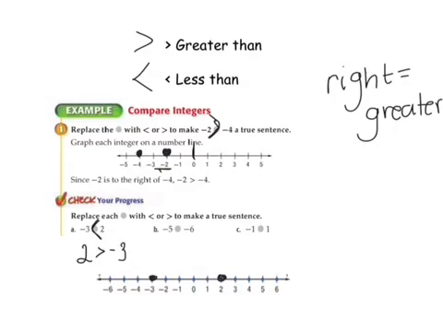Let's look at the next one. We have -5 and -6. Which one is to the right? Negative 5 is to the right. So we can go negative 5 is greater than negative 6. So looking at C, we have negative 1 and 1. Which number is to the right? Which number is greater than the other? So 1 is greater. 1 is to the right. So we're going to go negative 1 is less than 1, which could also be written as 1 is greater than negative 1.